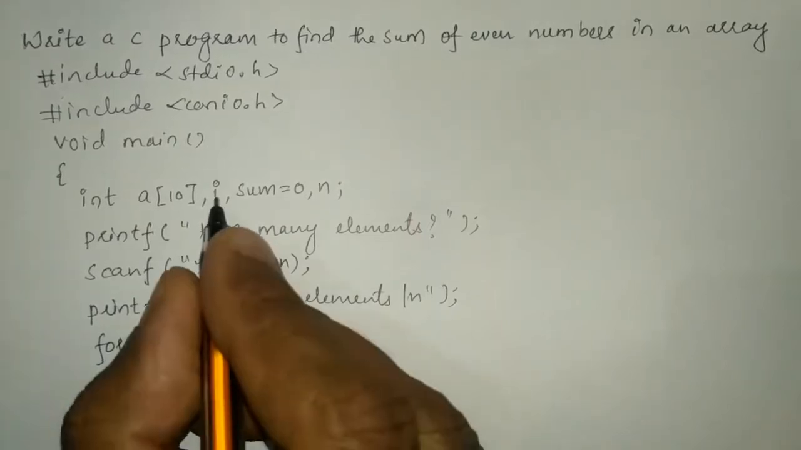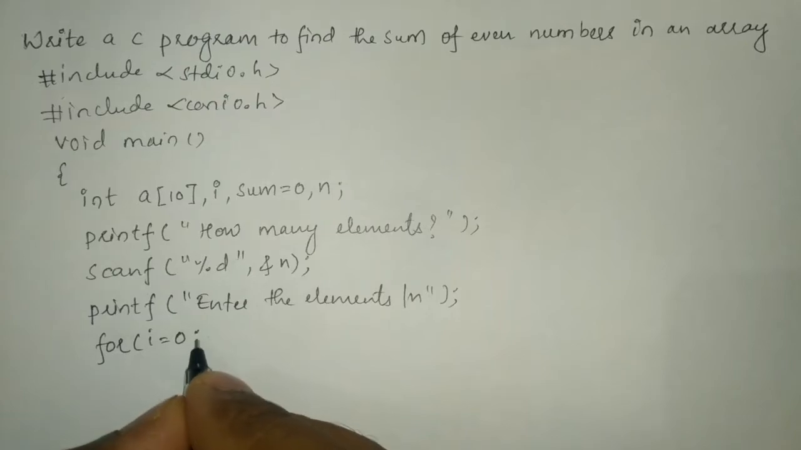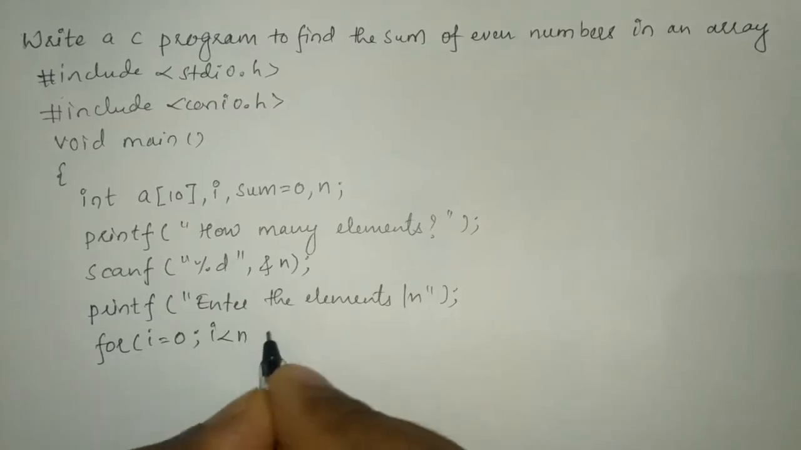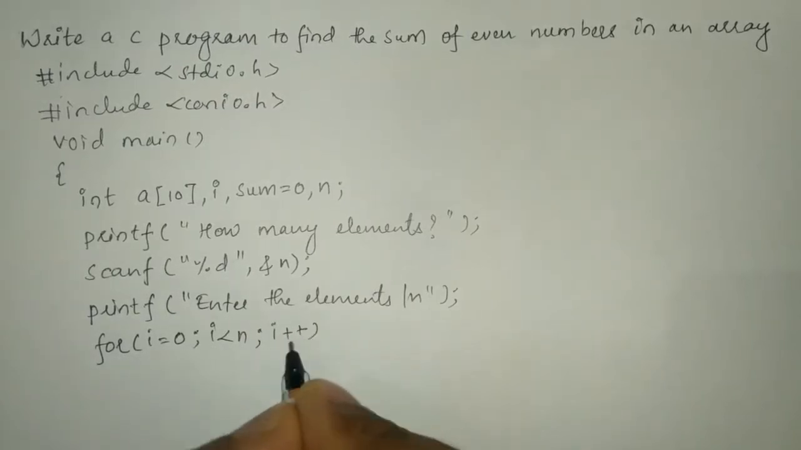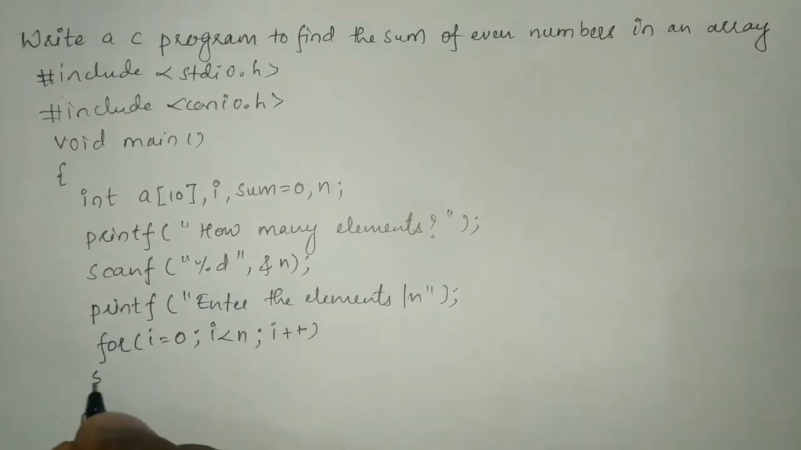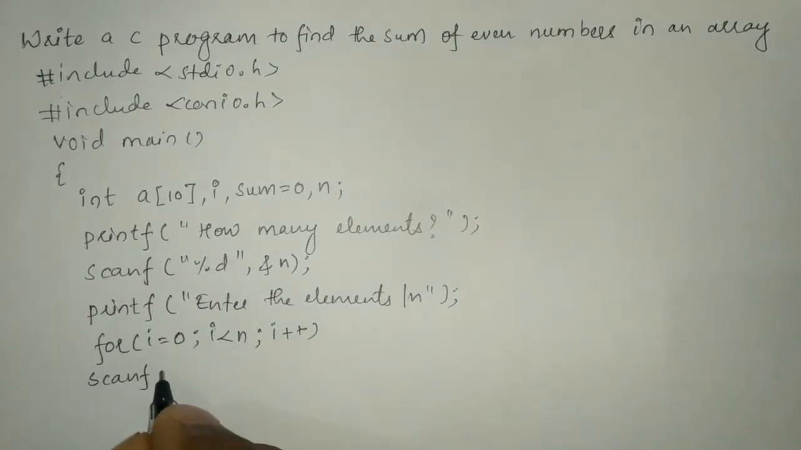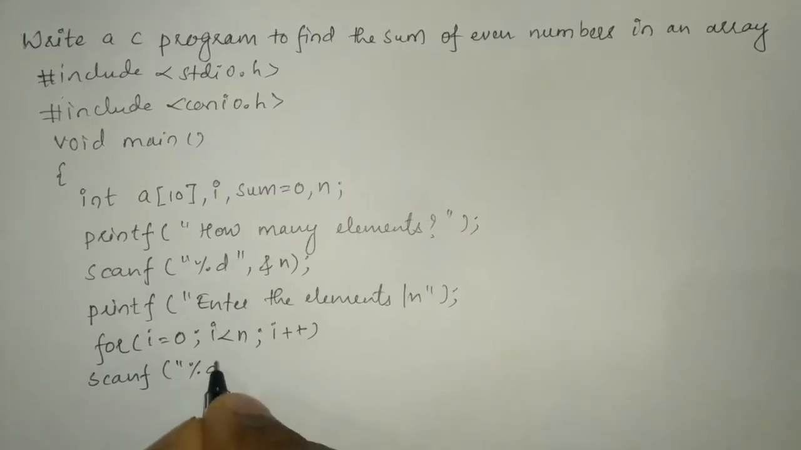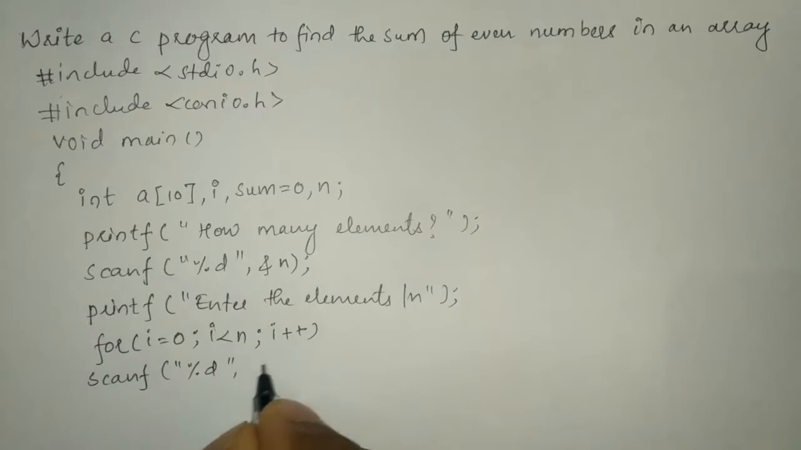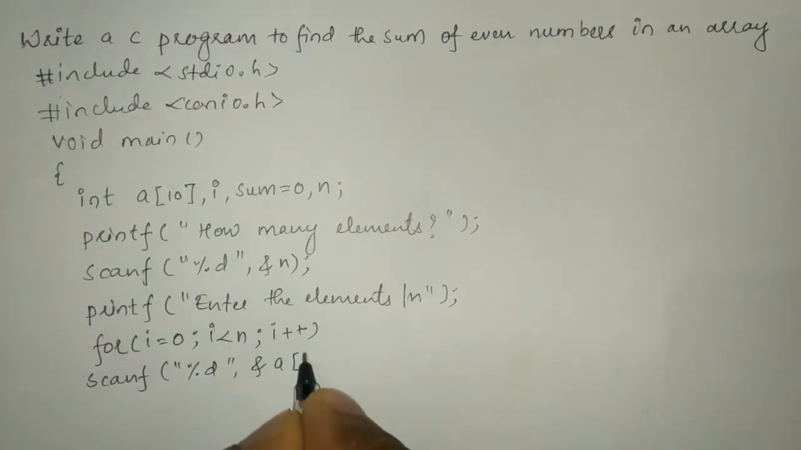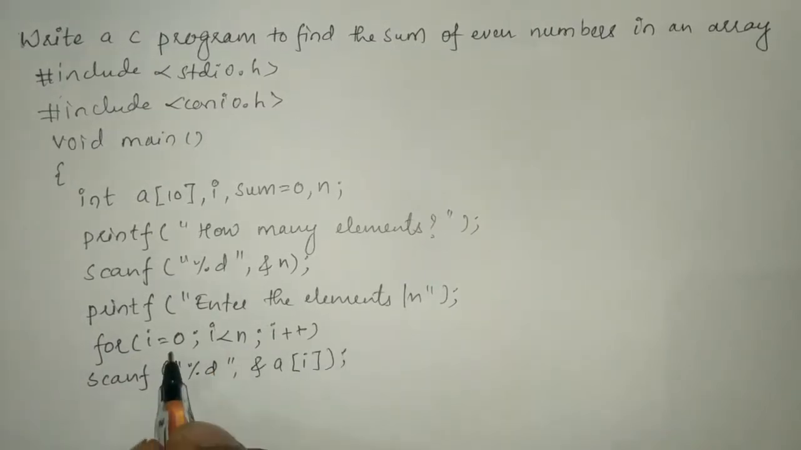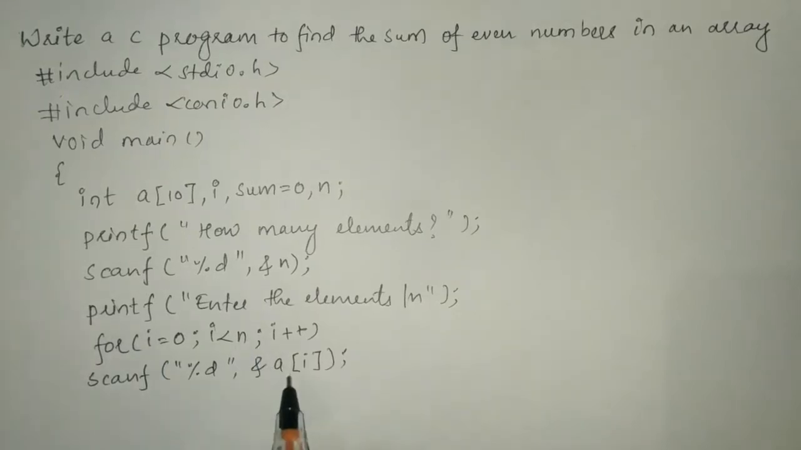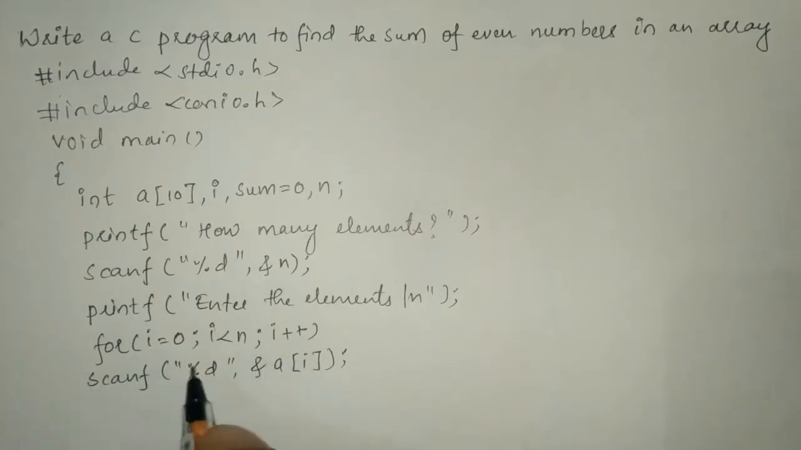Here I am going to take this variable i is equal to 0, i is less than n, and semicolon, i plus plus. Here we'll use scanf statement to receive each element of an array. In double quotation mark I am going to write %d comma ampersand of a of i. So here i value will get incremented by 1 every time, it is going to point to the next block of the array. We are going to discuss that later on.